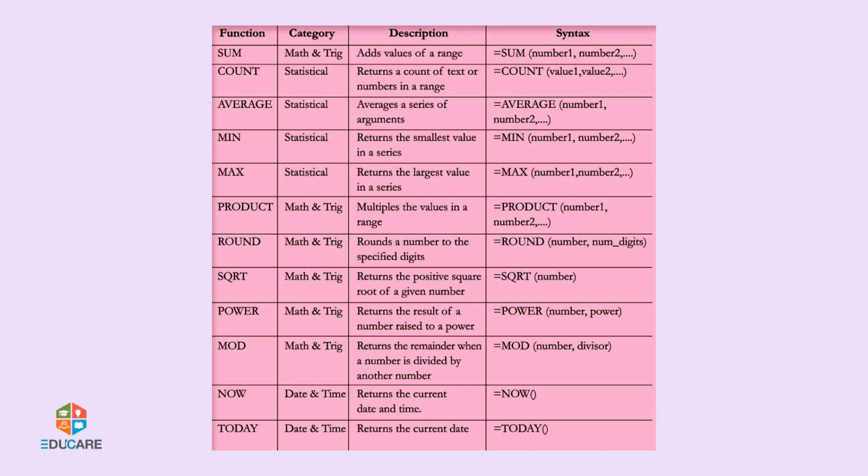Power, math and trigonometry, returns the result of a number raised to a power, =POWER(number, power). Mod, math and trigonometry, returns the remainder when a number is divided by another number, =MOD(number, divisor). Now, date and time, returns the current date and time, =NOW(). Today, date and time, returns the current date, =TODAY().